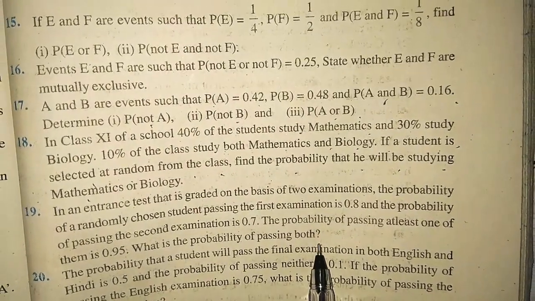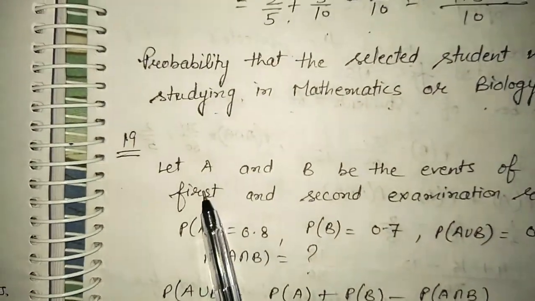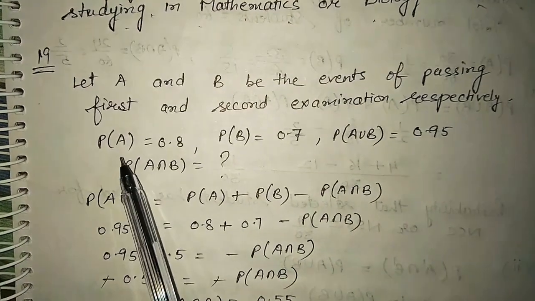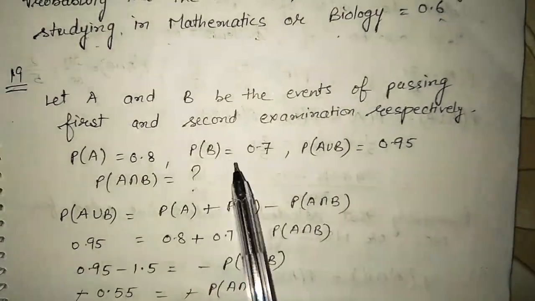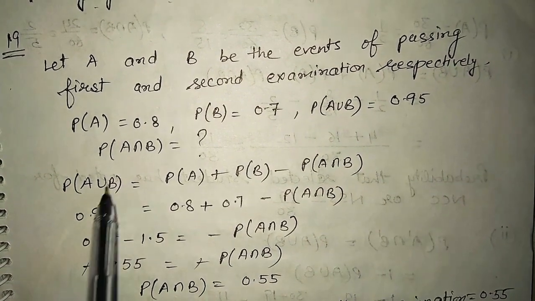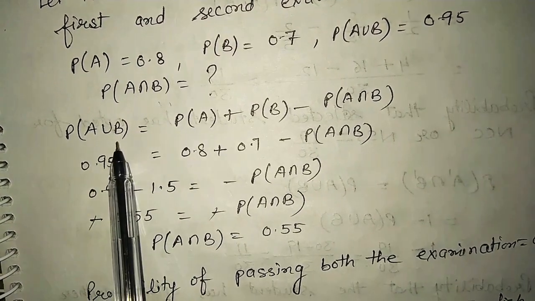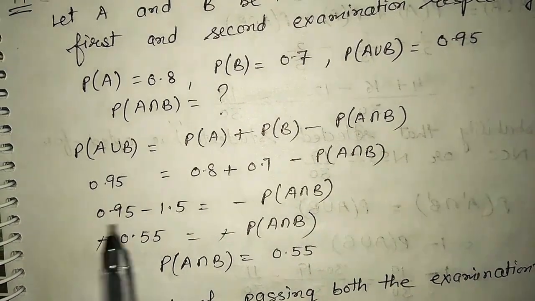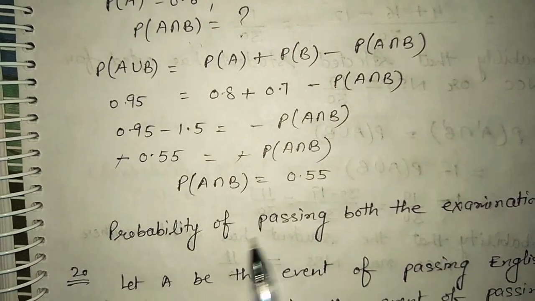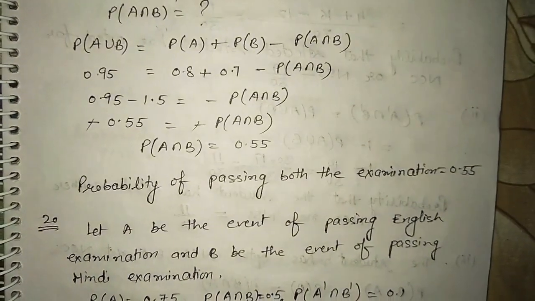What is the probability of passing both? Both means we have to find the intersection. So in this case, P(A) is given. Let A be the event of passing the first examination, B be the event of passing the second examination. So P(A), what is P(A) here? 0.8, P(B) is 0.7, and P(A union B), meaning at least one of them, is 0.95. In this case, we have to find P(A intersection B), meaning both examinations. So what is P(A union B)? P(A) plus P(B) minus P(A intersection B). Put the values and find P(A intersection B). This is 0.55, and this is the probability of passing both the examinations. Okay, 0.55. Now come to question number 20.